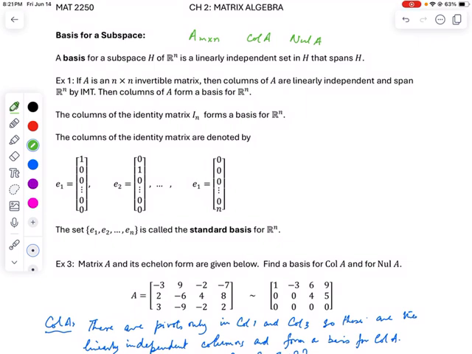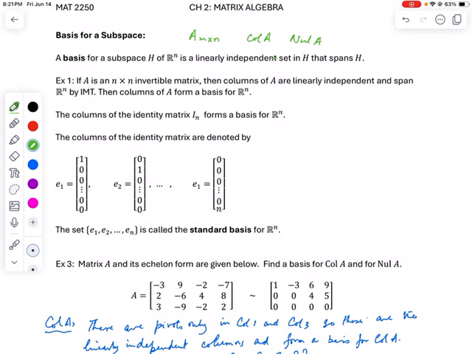Col A is the subspace which is generated by the columns of the matrix, which means all the vectors which can be written as a linear combination of the columns of A are going to be in this subspace. Nul A contains all the solutions of the homogeneous equation Ax equals 0. Now we talk about a basis for a subspace. A basis for a subspace H of Rn is a linearly independent set in H that spans H.